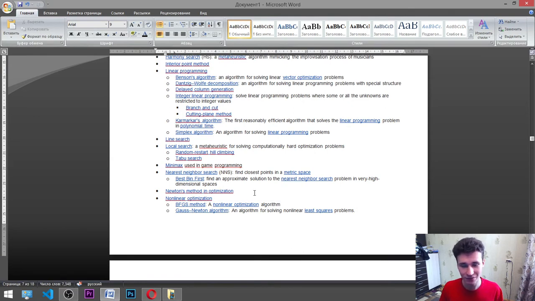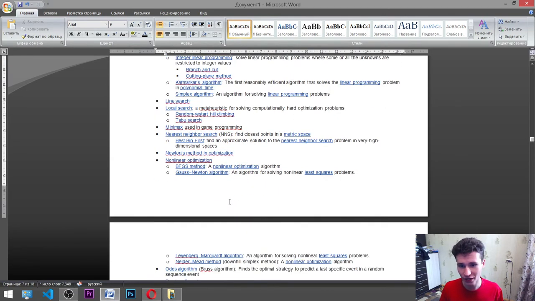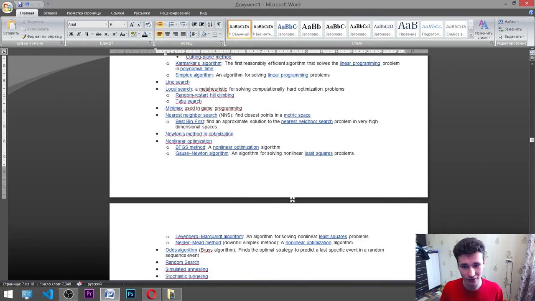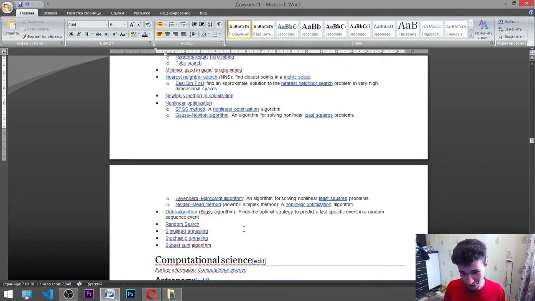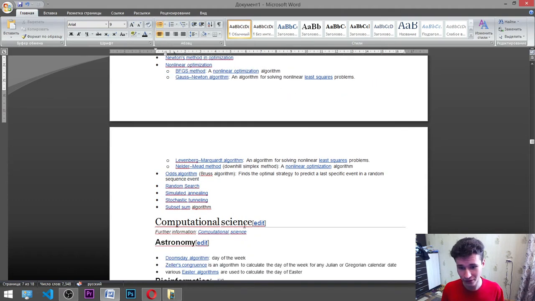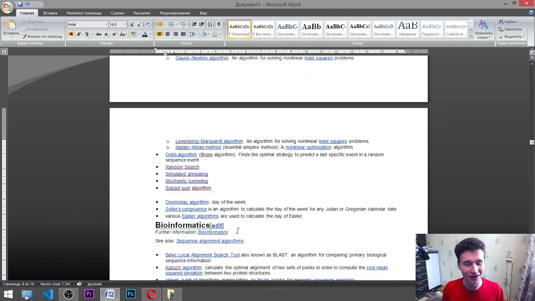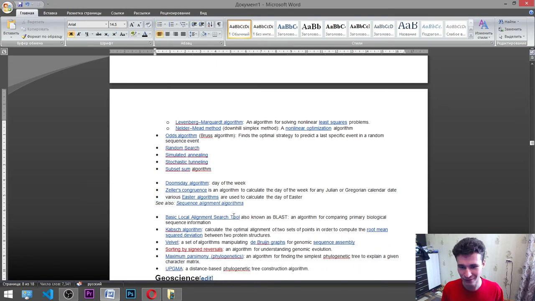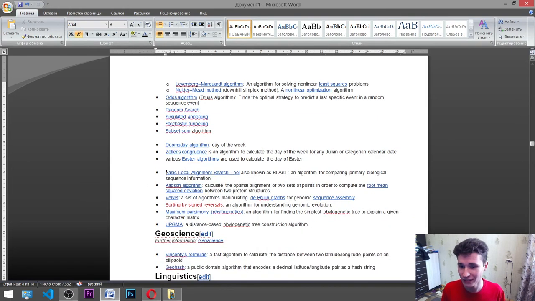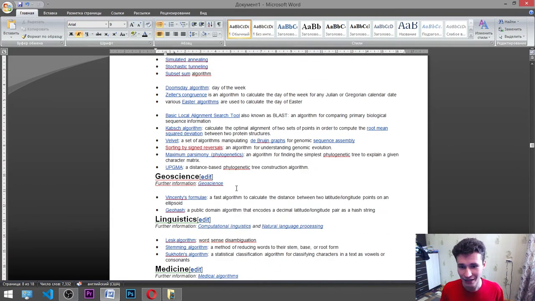Newton's method in optimization, nonlinear optimization, BFGS method, Gauss-Newton algorithm, I heard about it a little bit, odds algorithm, random search, simulated annealing, stochastic tunneling, computational science, we will delete, doomsday algorithm, I heard about it, but I need to increase our awareness about it. Bioinformatics, maybe here we know something, but need to learn more about them.